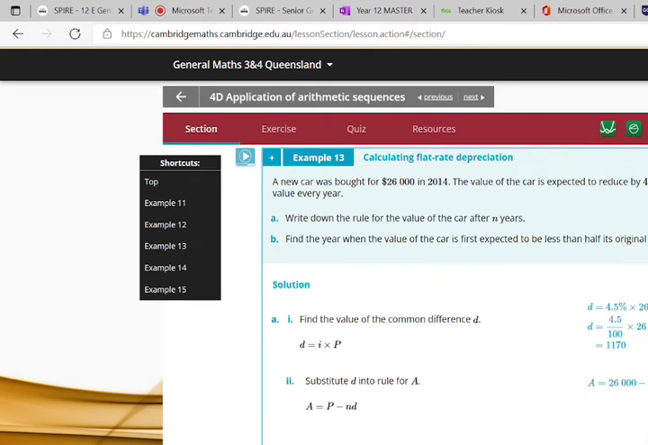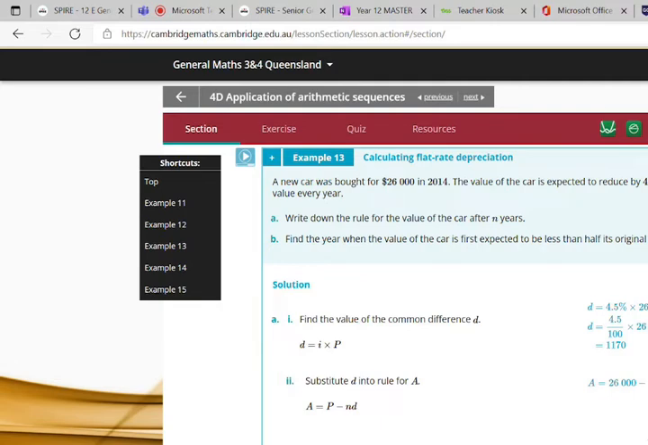Here, same thing. A new car was bought for $26,000 in 2014. The value of the car is expected to reduce by 4.5% of its original value every year. You have your rule. Remember, first you have to find your D, which is typical of all of these series problems, right? Find your D, but this time you find it by multiplying because you have a percent. Then you do the value, and you can move on.